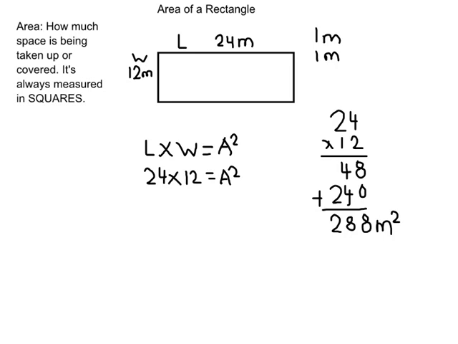So our final answer is going to be 24 times 12, and that equals 288 meters squared, because that's how many squares take up the rectangle.